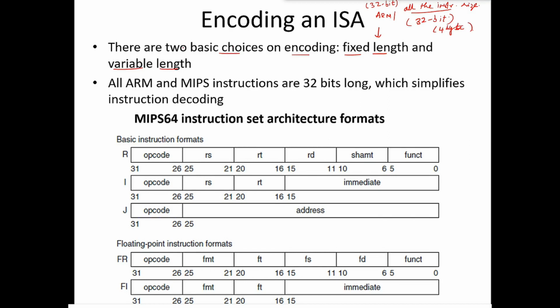Moving on to variable length, the instruction length may vary. The best example is the Intel. It may vary from 1 byte to 18 bytes.